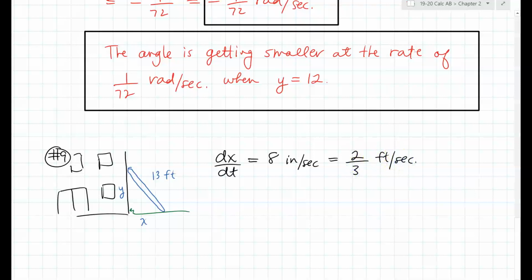All right. So a ladder 13 feet long is leaning against the side of a building. If the foot of the ladder is pulled away from the building at a constant rate of 8 inches per second, so we wrote that down, how fast is the area of the triangle formed by the ladder, the building, and the ground changing? So they want to know the rate of change of the area, when the top of the ladder is 12 feet away.